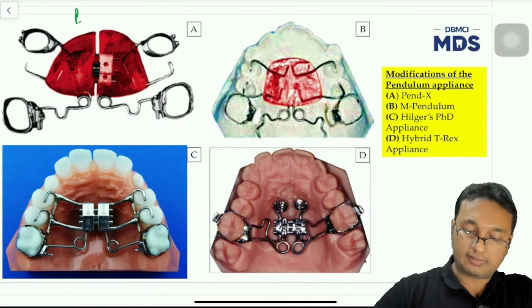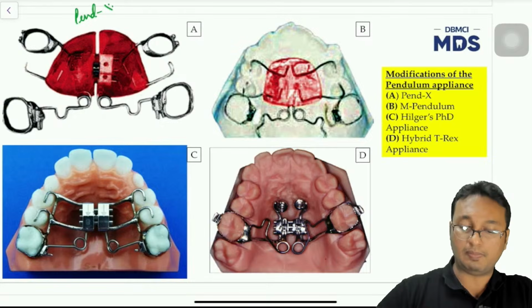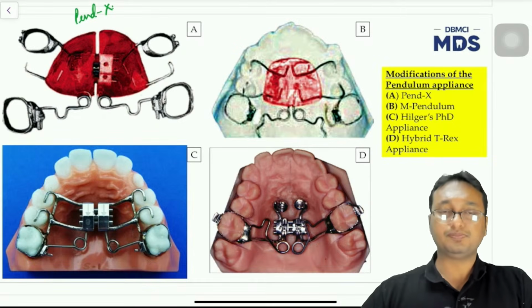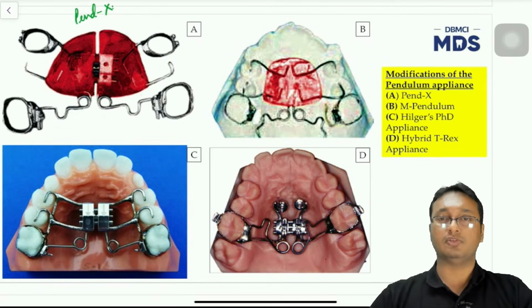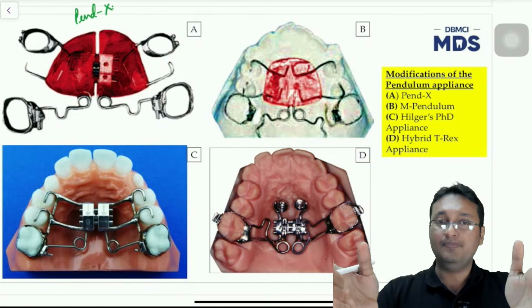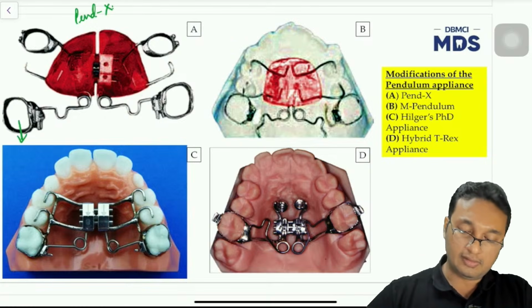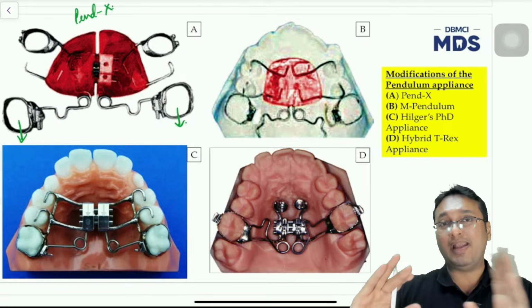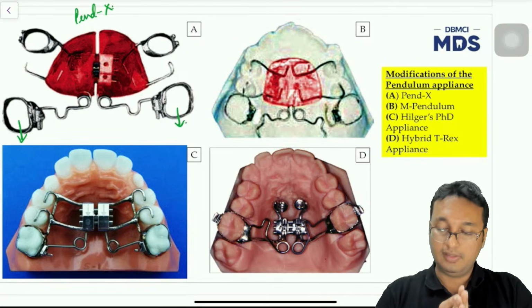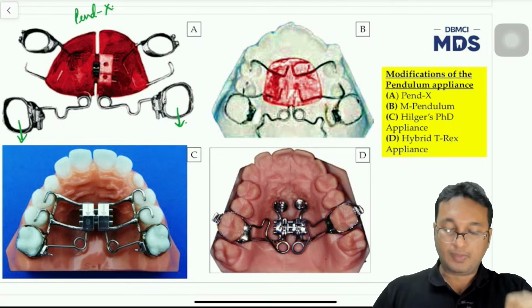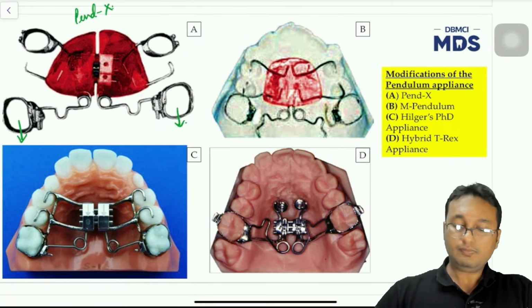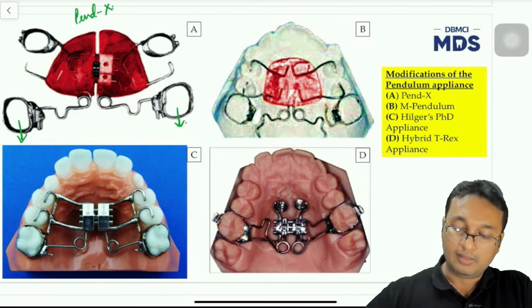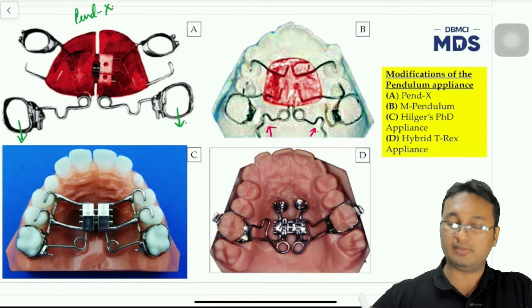So this is a Pendex. It's a modification of pendulum appliance. You have a jack screw in the acrylic portion, so that has a provision of transversely expanding the maxilla. At the same time, you can distalize the molars as well. That is a modification given by Hilgers. That's why it's called pendulum plus expansion equals Pendex appliance. Next is M pendulum. Only a very subtle minor change is that the direction of the U loop of the TMA springs is reversed.